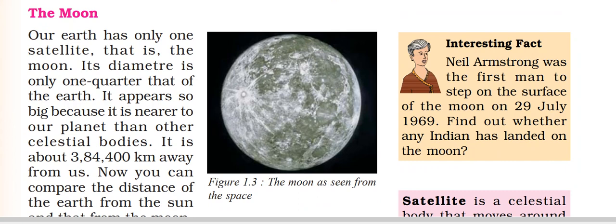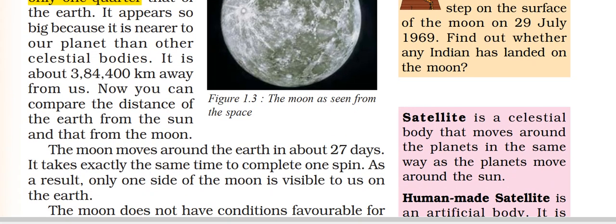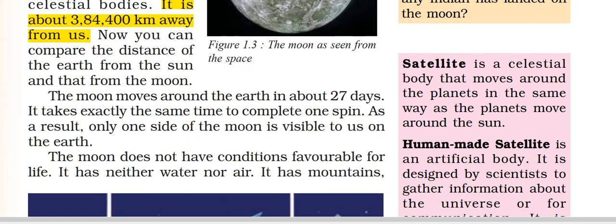The Moon. Our Earth has only one satellite, that is the Moon. Its diameter is only about one quarter of the Earth's. It appears so big because it is near, and it is more like a planet than the other celestial bodies. It is about 380 thousand kilometers away from the Earth. Now you can compare the distance of the Earth from the Sun and from the Moon.